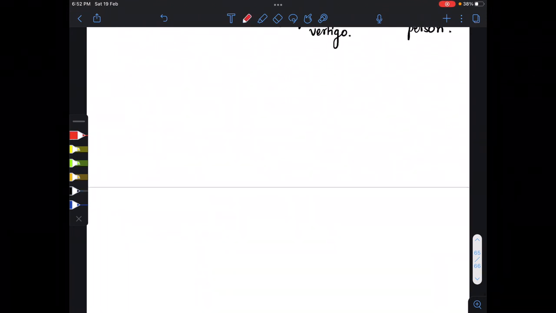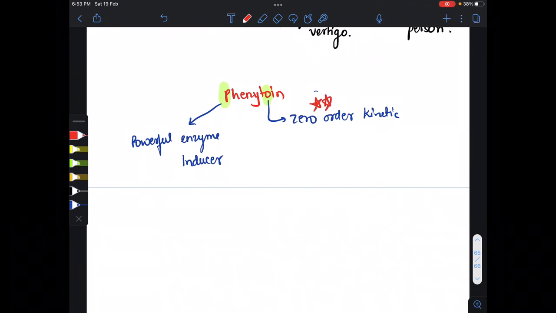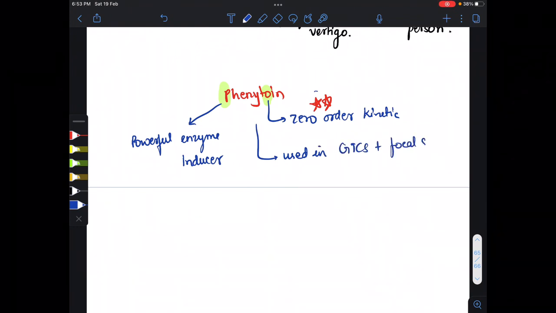Now the other drug, phenytoin, is also a sodium channel blocker. For phenytoin, we have to remember P. P stands for powerful enzyme inducer, which means this drug is a powerful enzyme inducer. It also follows zero order kinetics. Please remember, this question is asked many times: zero order kinetics is followed by phenytoin. It is used in GTCS and focal seizure, as I already told above, and it is contraindicated in absence and myoclonic seizure.